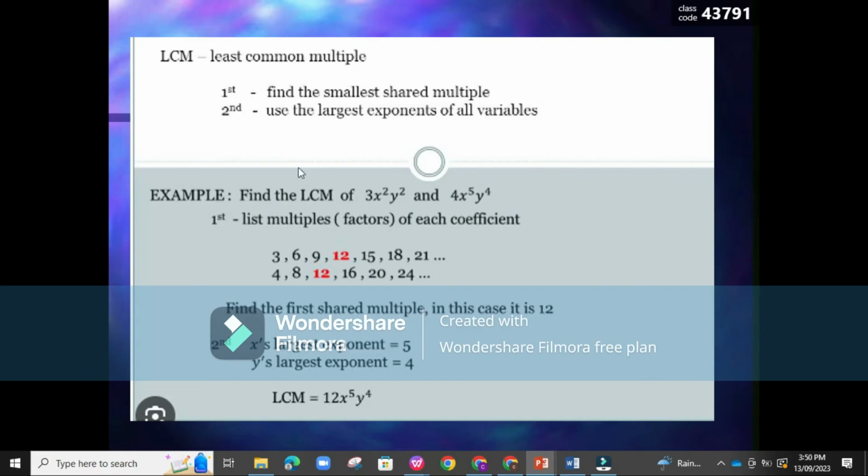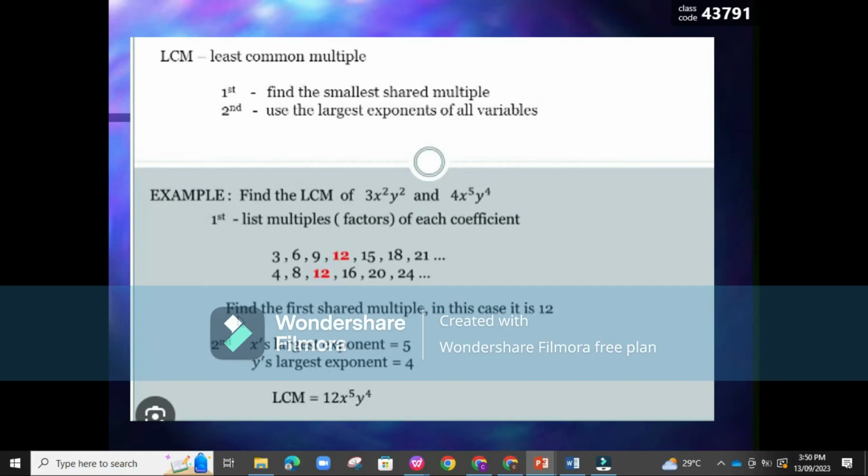We call it coefficient. Okay? These are the numerical coefficients 3 and 4. So you have here 3 and 4. By the way, you need to decide which method you are going to use. You can use the listing method, the prime factorization, the ladder method, or you can just use the shortcut method. So between 3 and 4, using the listing method, we have 3, 6, 9, 12, 15, 18, 21. 4, 8, 12, 16, 20, 24. And the least common multiple is 12.